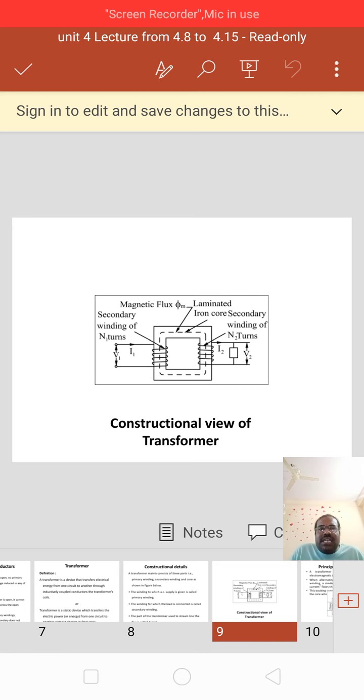Next, constructional view of transformer. See here, it shows the primary winding, secondary winding, and magnetic flux. Current entering into the winding is primary winding and leaving the winding is secondary winding where load is connected, and the part which is used to streamline the flux is the core, as clearly mentioned in the diagram.